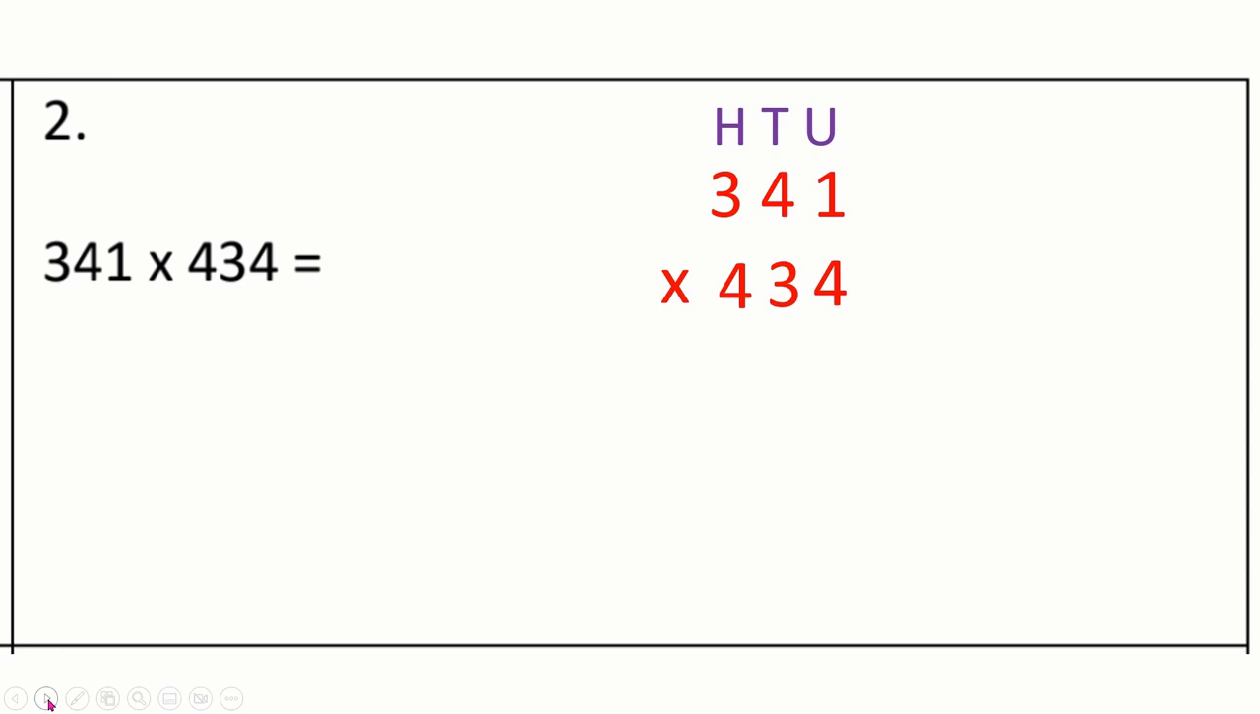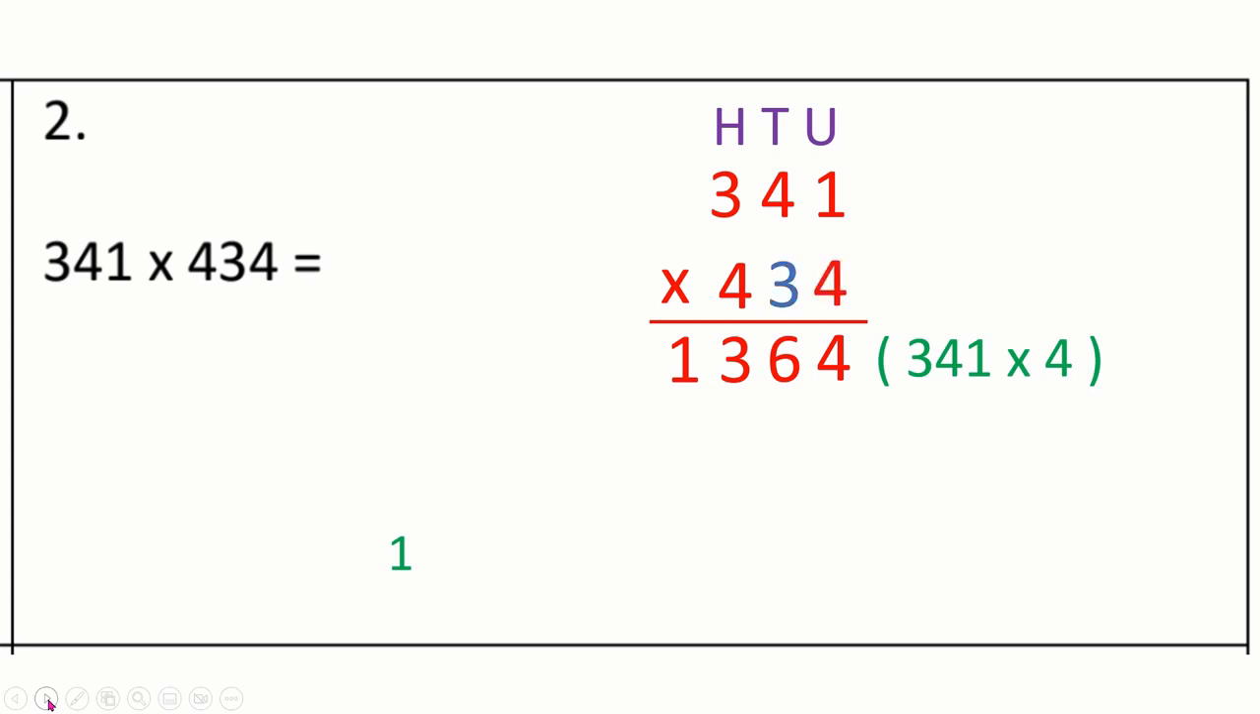Let's move on to question 2. So let's multiply 341 by 4. 1 times 4 is 4, put down the 4. 4 times 4 is 16, put down the 6, carry the 1. Now 3 times 4 is 12, plus the 1 you're carrying is 13, and that's the answer to 341 multiplied by 4.